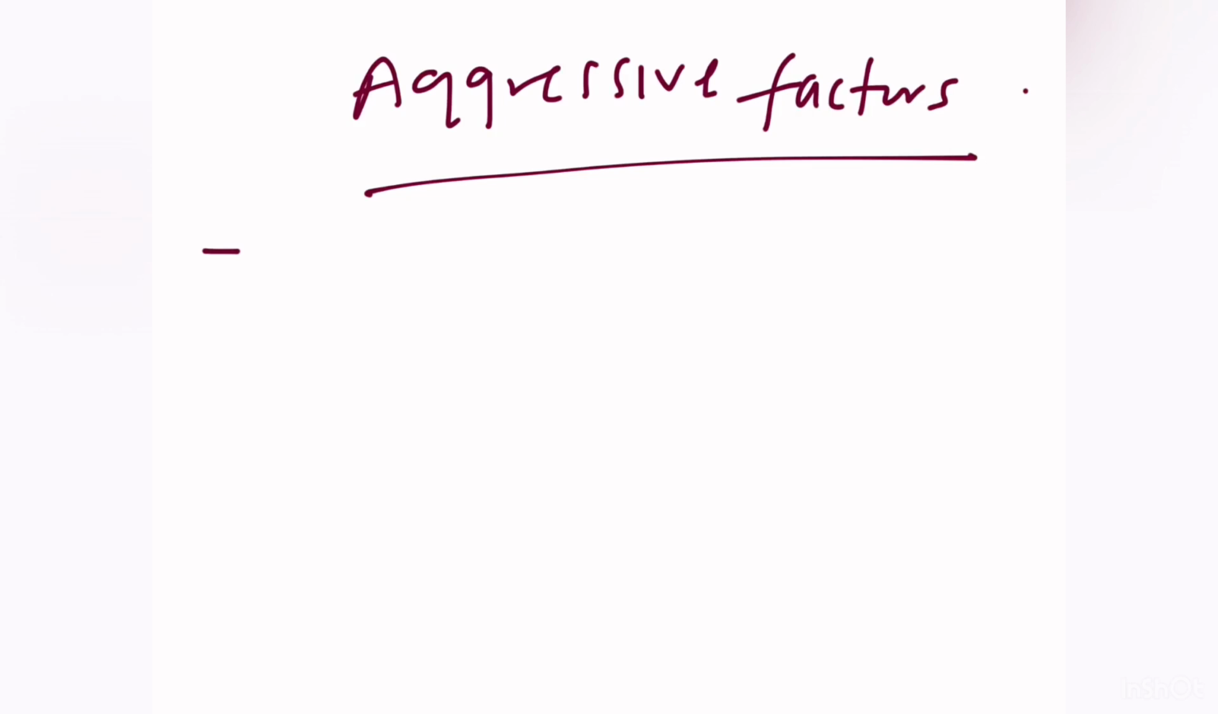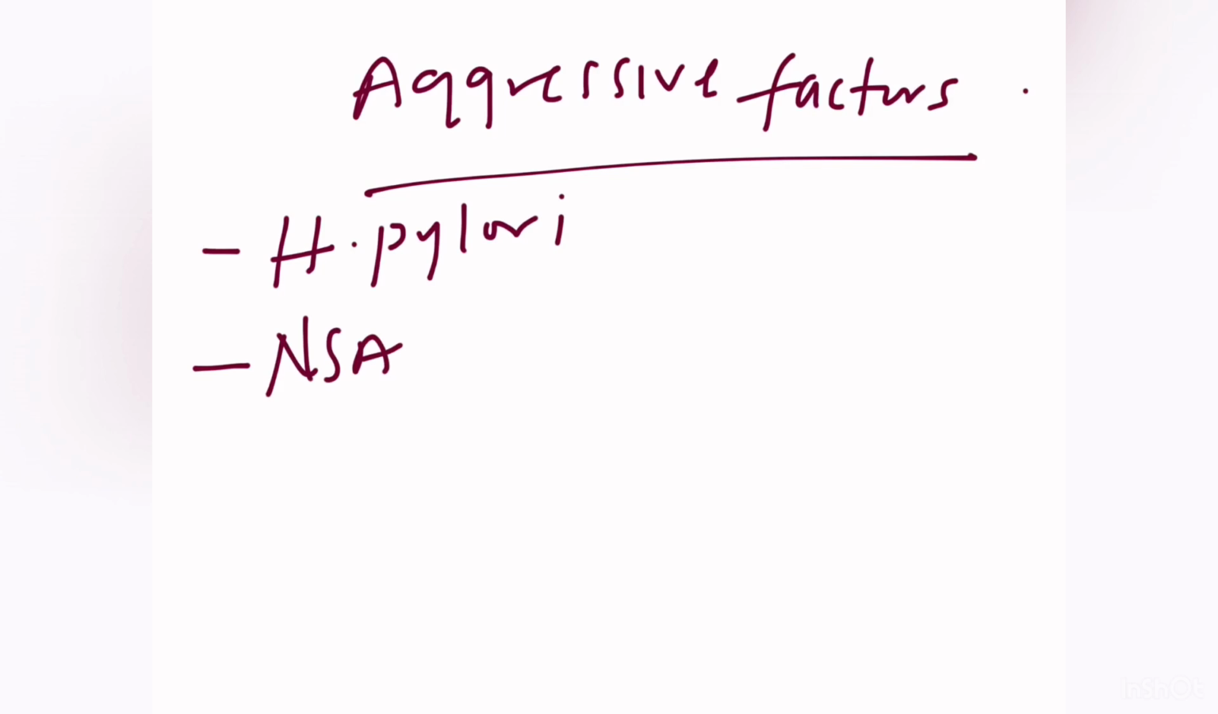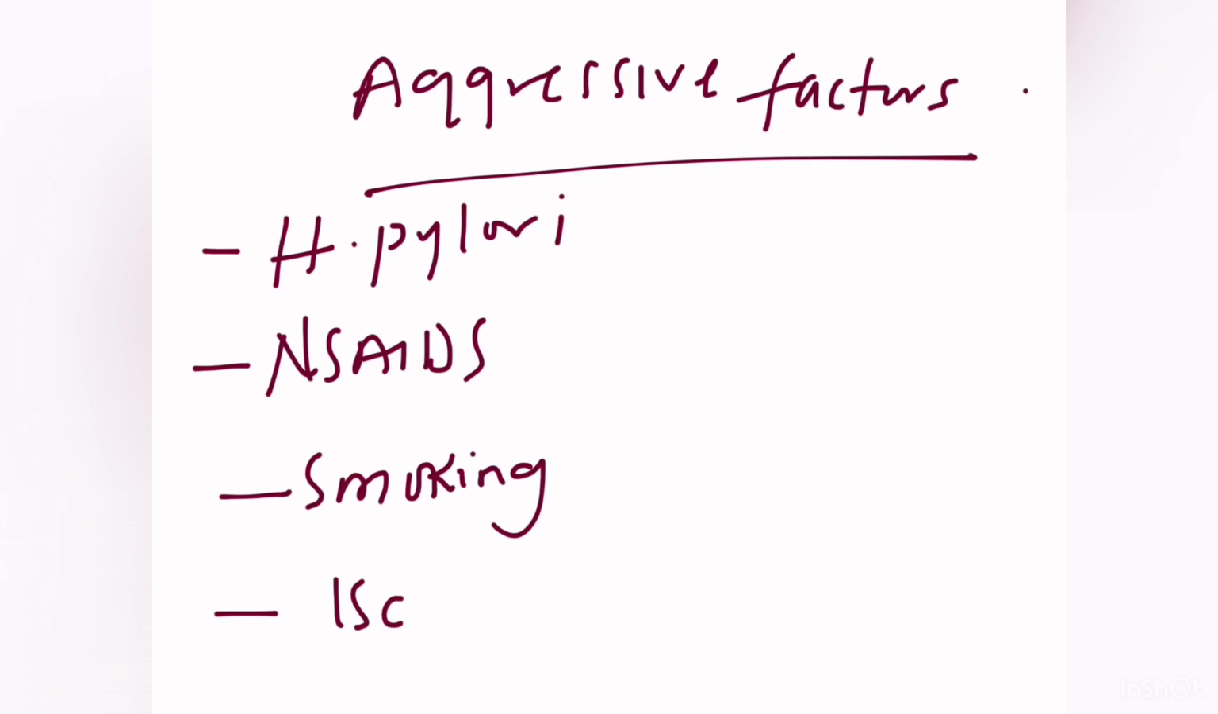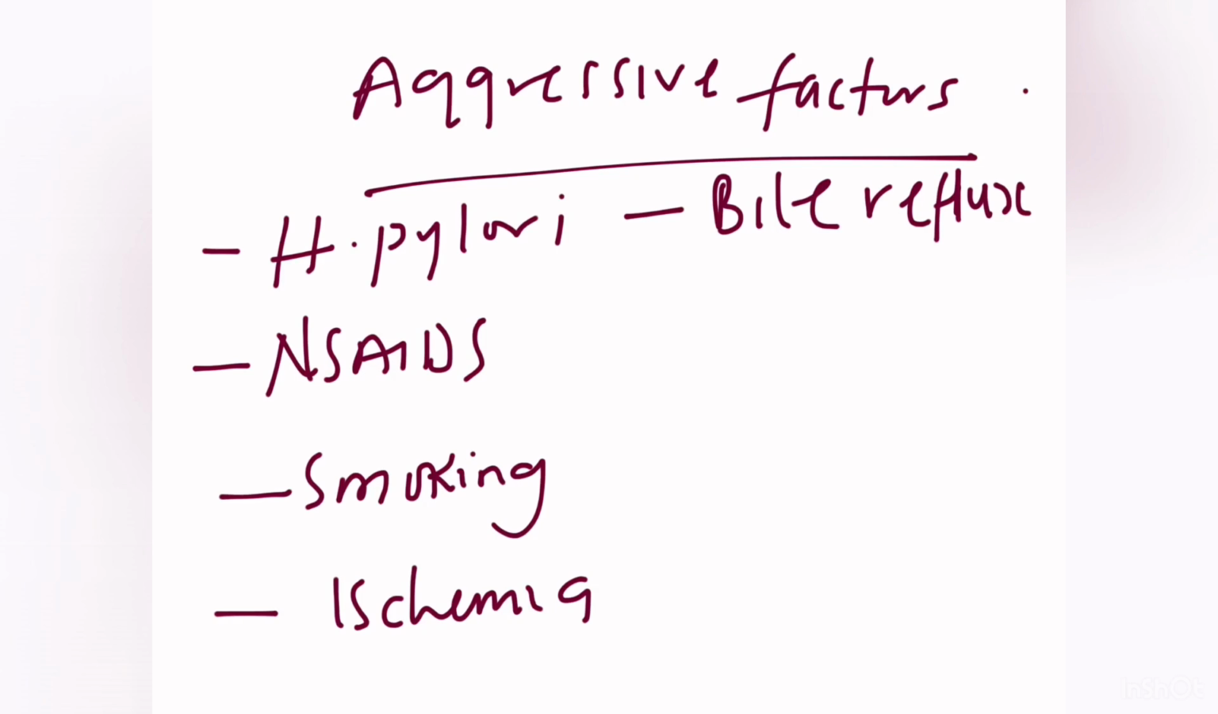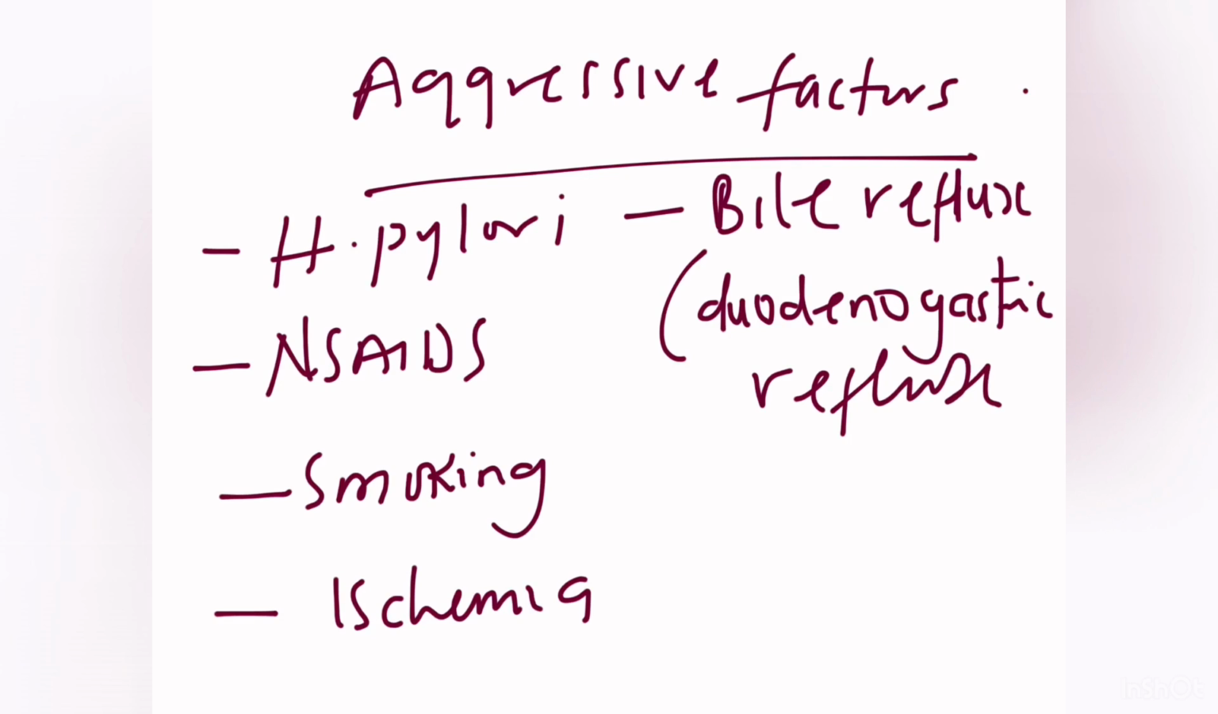And the aggressive factors, these are H. pylori, followed by NSAIDs, smoking, ischemia, bile reflux, which is also known as duodenogastric reflux.